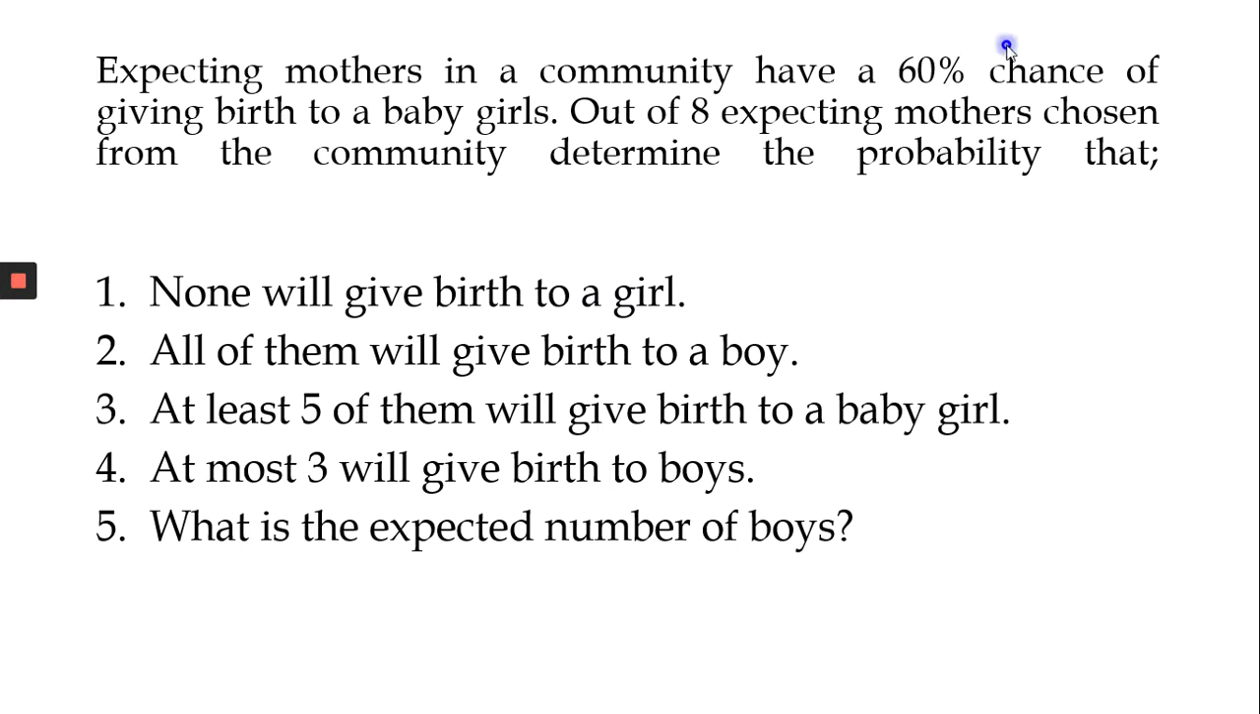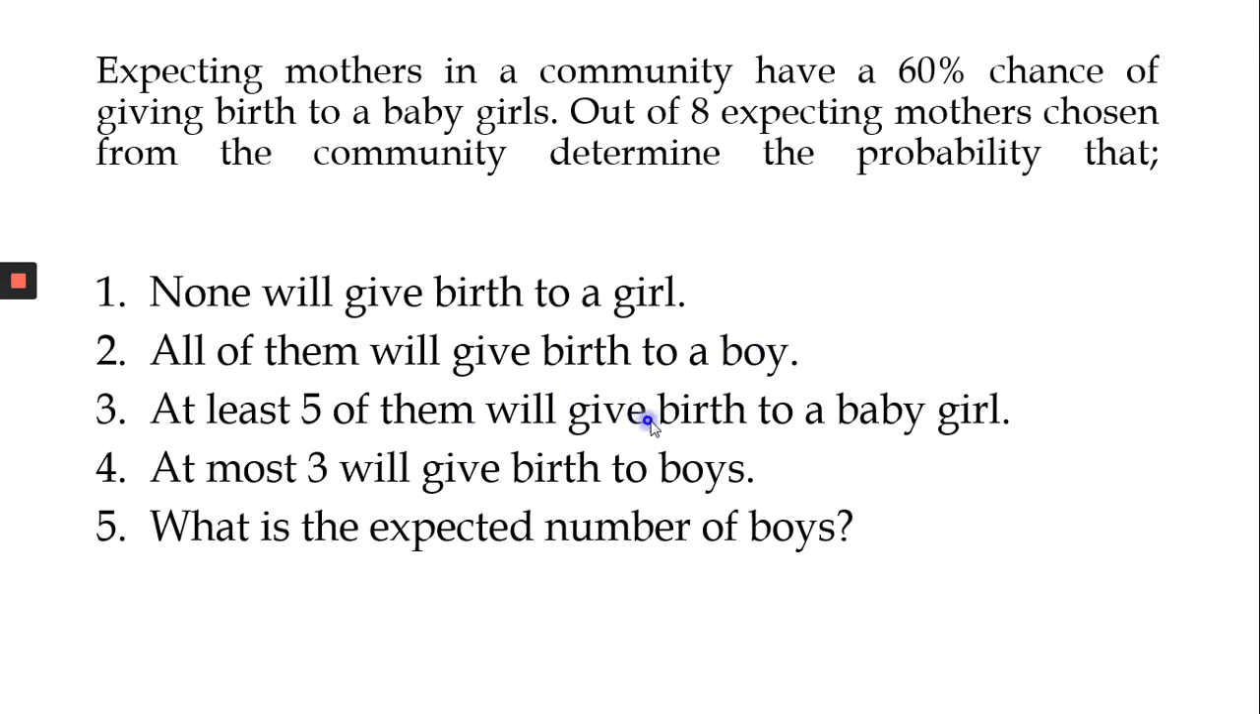Because we are doing this trial 8 times, choosing 8 mothers, what is the probability that none will give birth to a girl? All of them will give birth to a boy. I want you to take note of this change: 60% is for a girl, so for a boy the success is now 40%. That is very, very important.